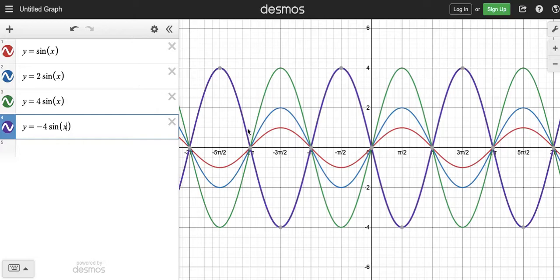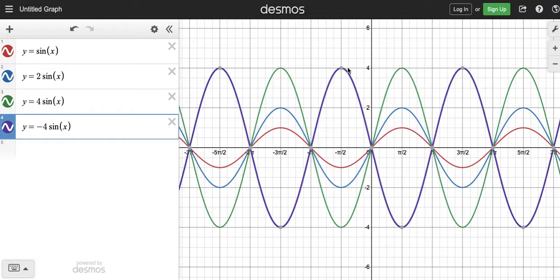See? If you just compare the 4 sine x and the negative 4 sine x, you notice it's actually flipped, right? Flipped over the x-axis. Everything that was positive changes to the negative side, and everything on the negative side before changes to positive, just because we multiply by a negative number.